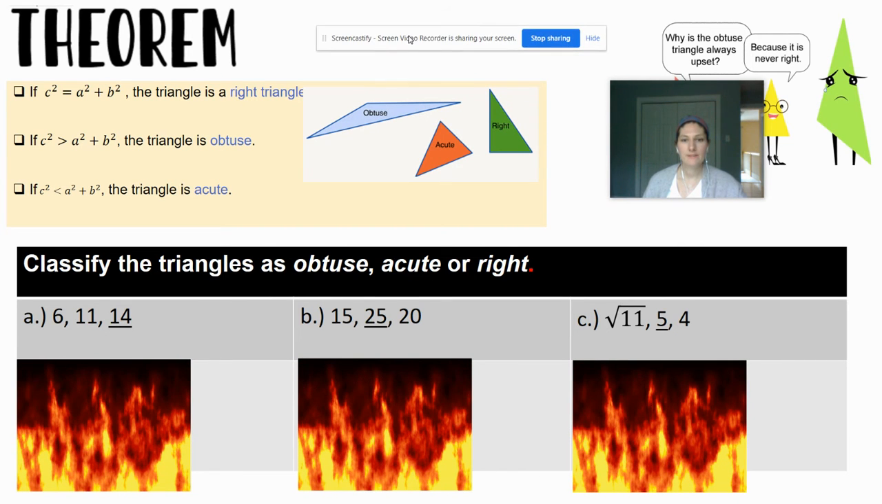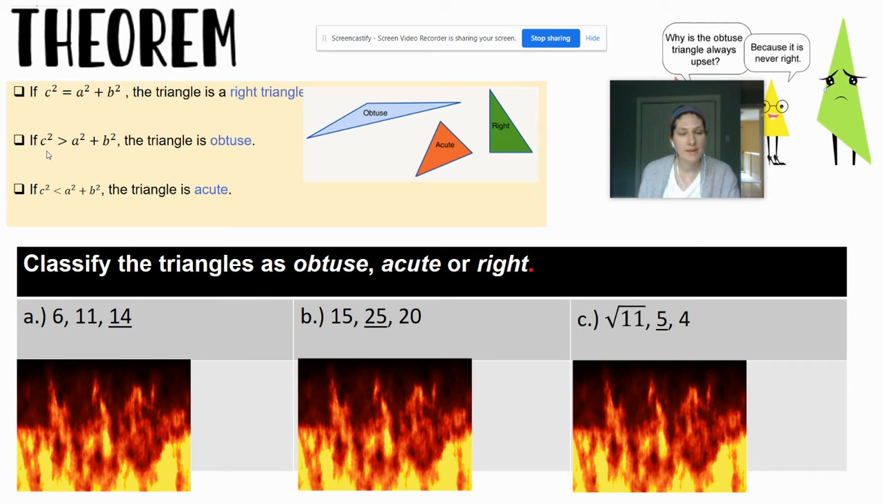You might be asked to figure out if a triangle is acute, right, or obtuse, and you can actually use the Pythagorean theorem to figure that out. C squared has to be the biggest number. So you're going to be given 3 numbers. You want to first identify which of those 3 numbers is the biggest. Circle it, highlight it, underline it, do whatever you got to do, but you need to find the biggest number.